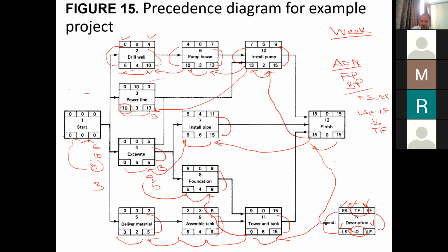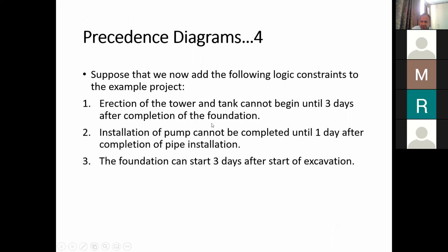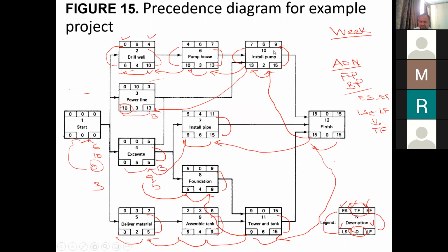But now we have introduced a relationship that the install pump cannot finish earlier than the install pipe. So here we can see that in our previous calculation, install pump was finishing at 9 weeks. Install pipe was finishing at 11 weeks.